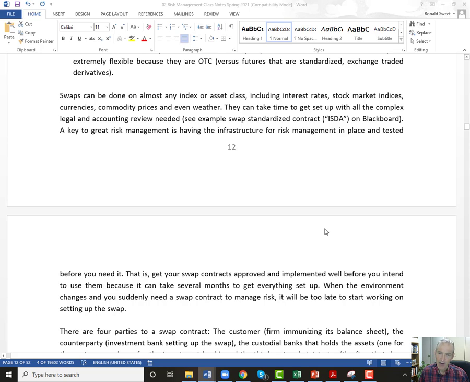So for me, I wanted to do swaps, so I started working on the contract at the same time I was getting it approved by the committee. And it took me several months to get the contract approved. It also took me several months to get the committee approval. And the reason it's so complicated is there's several parties. I was doing this for a pension plan, so you have to think about the complexity.